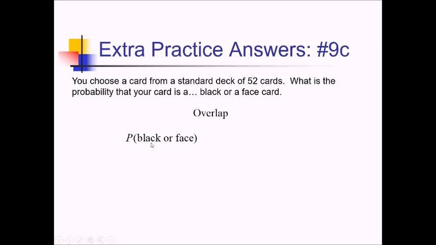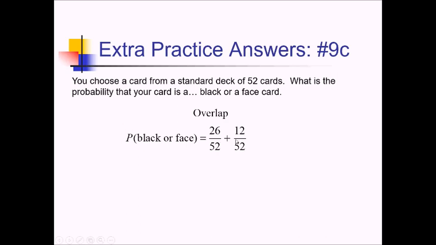So for black cards, overall we have 52 cards. Half of them are black cards, so that's 26 out of 52 for the black cards. For face cards, we know that there's 3 types, jacks, queens, and kings, and each of those types is for all 4 suits. So 3 times 4 gives us 12 out of 52 cards that are face cards of whatever suit. Now, after we add these together, we have to be careful because some of these black cards are also face cards. We don't want to double count them.